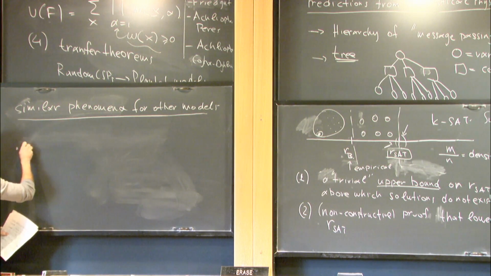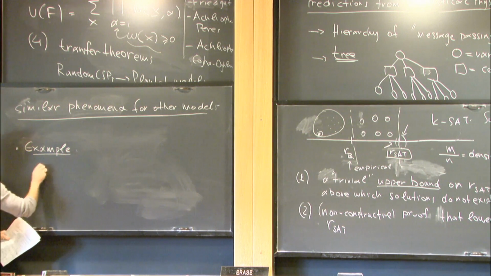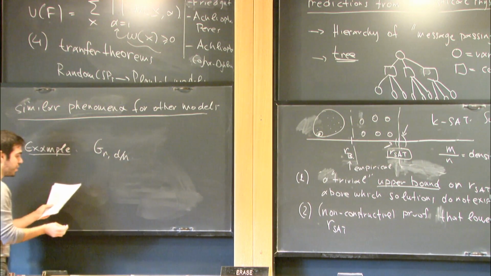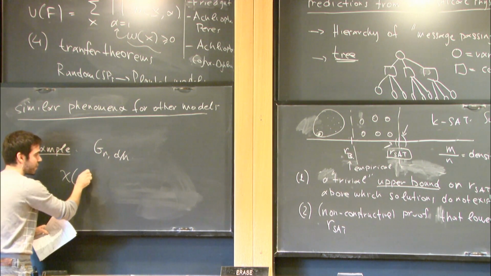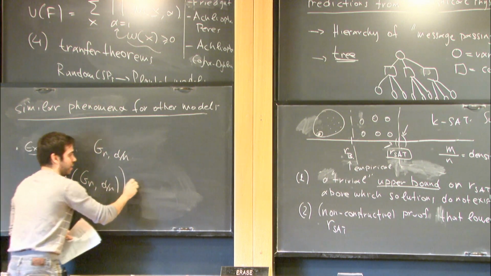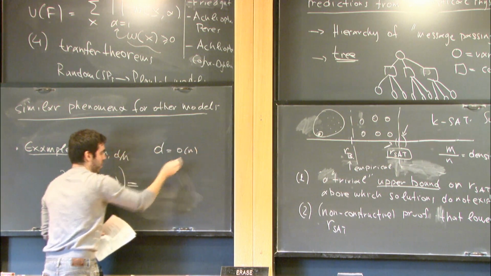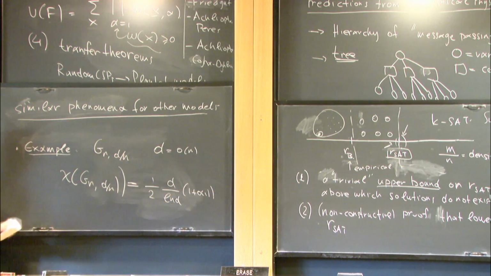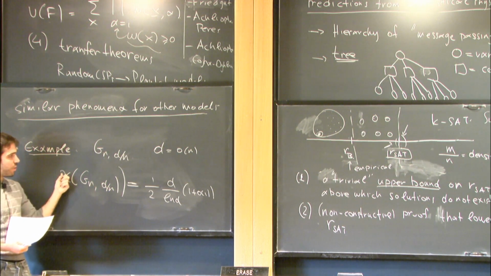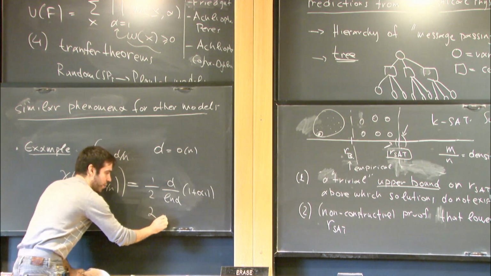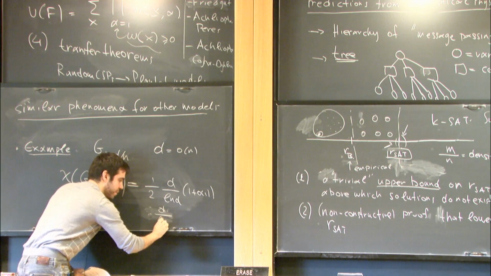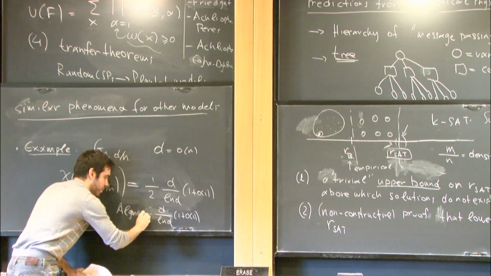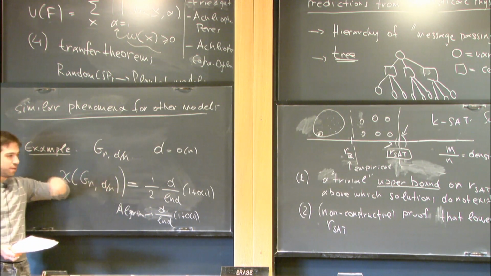So for example, in the G(n, d/n) model, we know that the chromatic number is something like this when d is little o of n. But we know of no algorithm that can color a random graph with fewer than this many colors. So there is this gap there. Twice the number, yes.